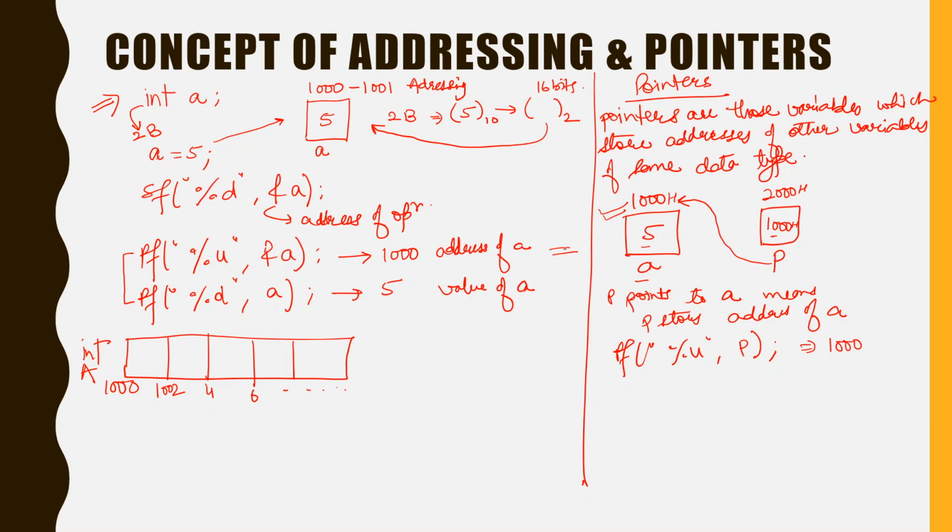Okay, so this is the concept of a pointer: pointers are variables, specifically of a type, which store addresses of other variables of the same data type. So pointers will not be storing the actual values, they will be storing the addresses of other variables of the same data type, right?